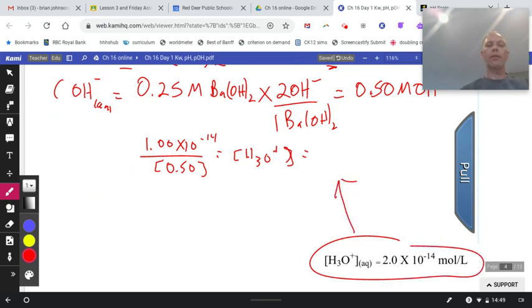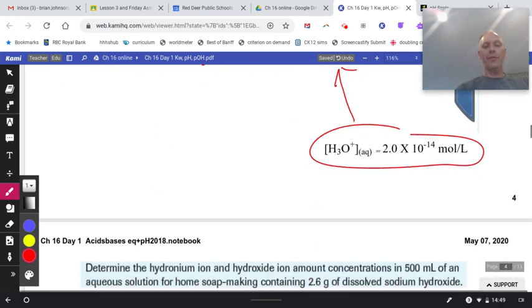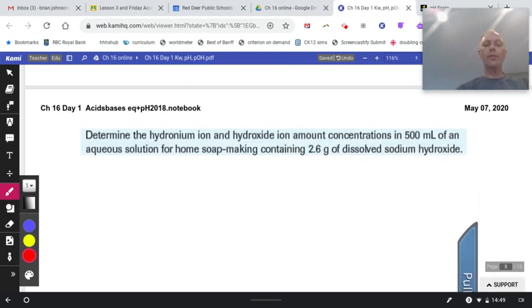Okay, so this is stuff that you probably learned in Chem 20. You're probably thinking, no, I didn't. I think you just forgot. It's been a little while. Okay, last one, then we'll jump into pOH calculations.